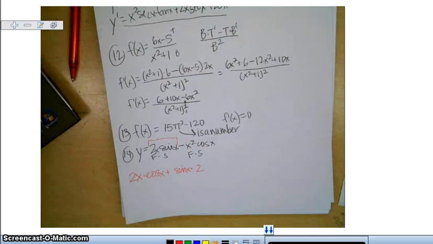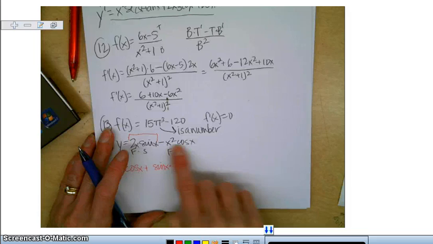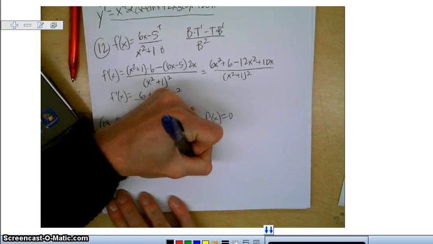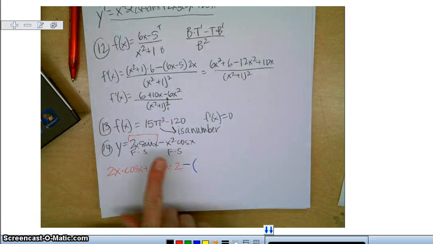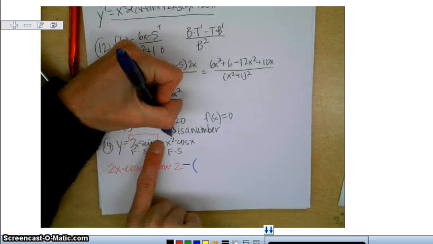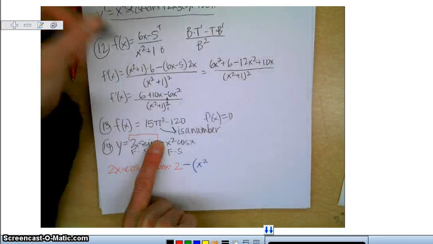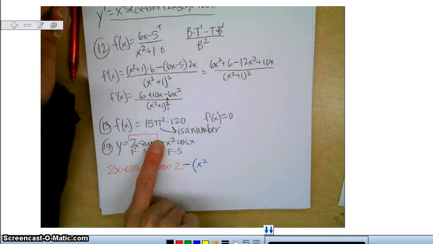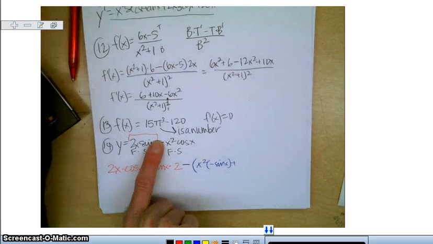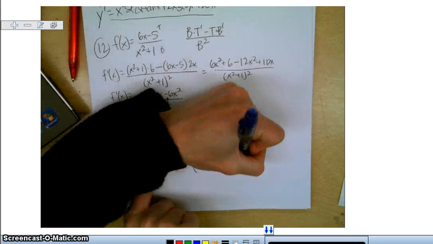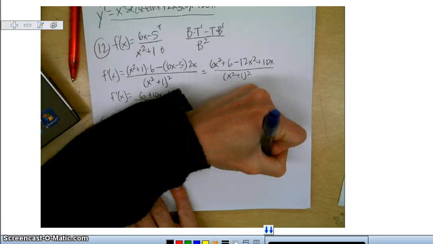Now I'm going to use the product rule on the second part, and I have to be careful here because I'm subtracting everything. So I'm going to write minus and then parentheses, and then I'm going to say the x squared is the first and cosine is the second. So the first, which is x squared, times the derivative of cosine, which is negative sine of x, plus the second, which is cosine of x, times the derivative of the first, which is 2x.